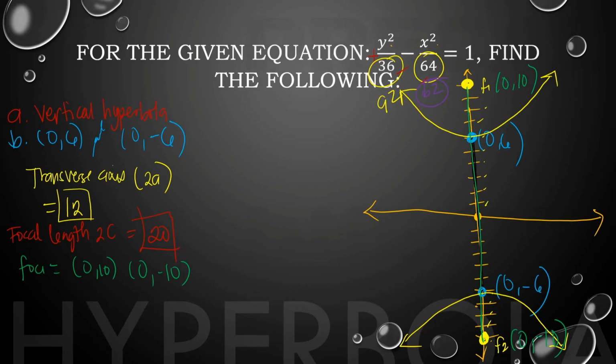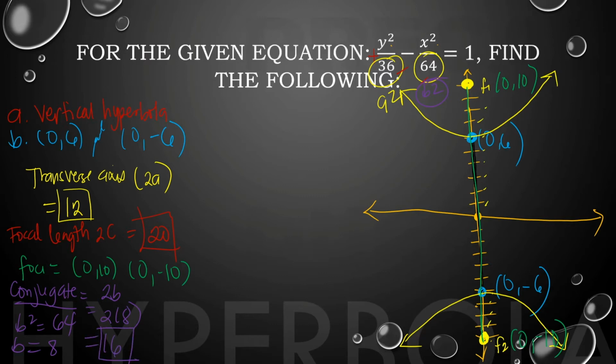So, hanapin muna natin yung length ng conjugate axis. So, yung conjugate axis is equal to 2b. So, square root muna natin yung b squared, which is equal to 64. So, b is equal to 8. Then, para mahanap yung conjugate, 2 times 8, which is equal to 16 units.